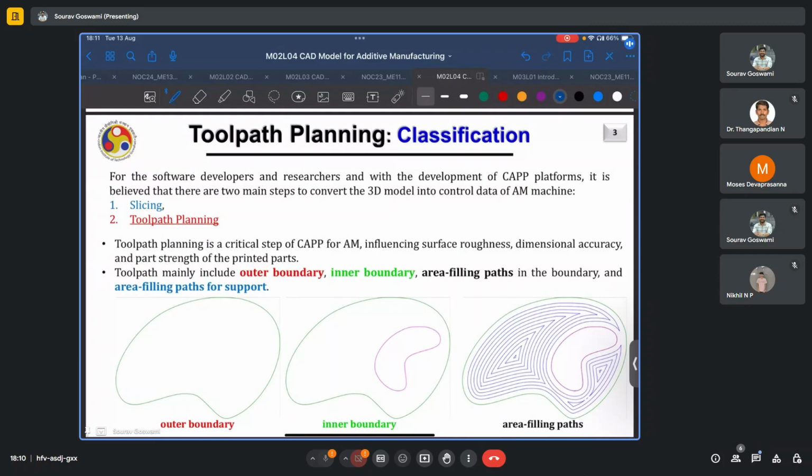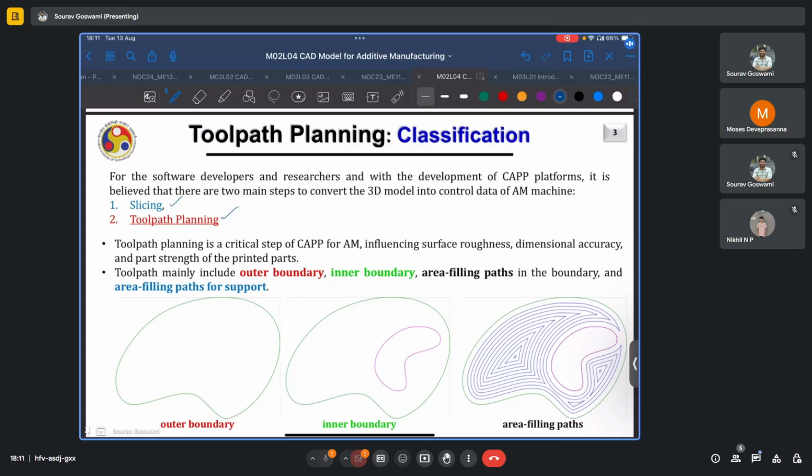Now, there are two main steps to convert the 3D model into the control data of an AM machine. And these two steps are slicing and toolpath planning. And those of you who have worked with a 3D printing machine or say a welding gun retrofitted to a 3-axis or 5-axis CNC machine, you will know that the movement of the deposition head is basically controlled by CNC codes, which is not very different from say the type of code you would write for any subtractive process. And just like for a subtractive process, you must plan the toolpath, so you must do for an additive process as well.